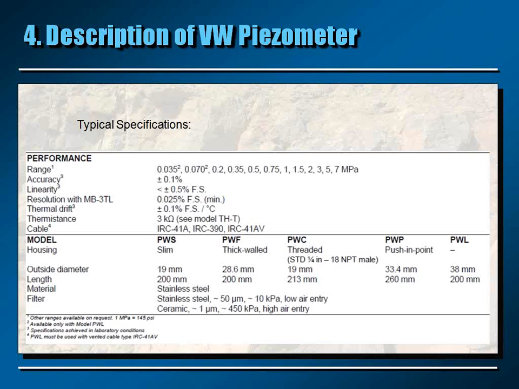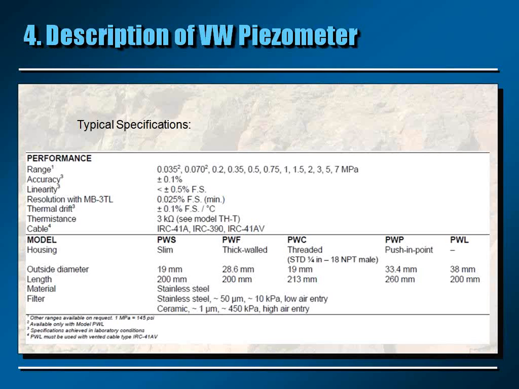You will note that the linearity is expressed in terms of percentage full scale. And it should be the same for the accuracy. That's an error on this slide. The accuracy should read 0.1% full scale. So the error is related to the range.